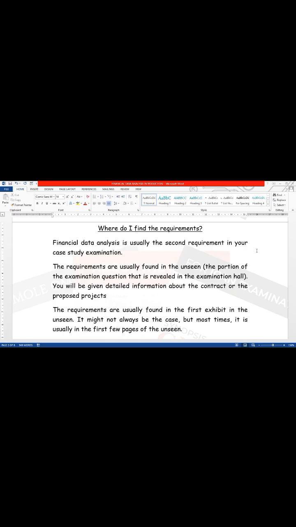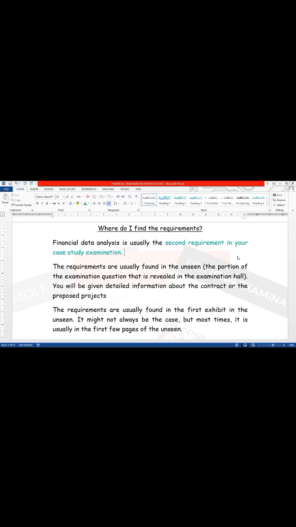Now, financial data analysis is usually the second requirement in your case study examination. Just like I said, it does not mean it's going to always be like that. But studying past ICAN questions, looking at the sequence of how questions have been set and how the requirements have been structured, the financial data analysis is usually the second requirement. But please don't cram this because anything can change, so you will not get confused if you're not seeing it as the second requirement. It can come messy. In most cases, though, the financial data analysis is usually the second requirement in your case study examination.